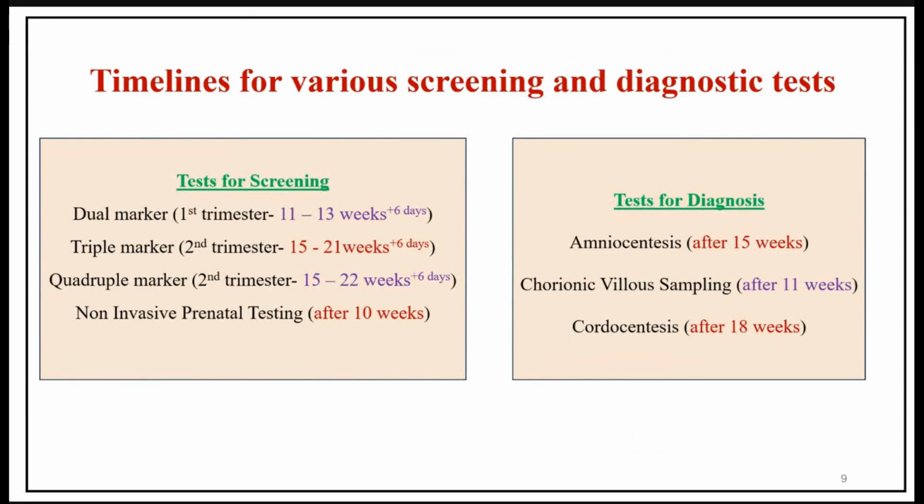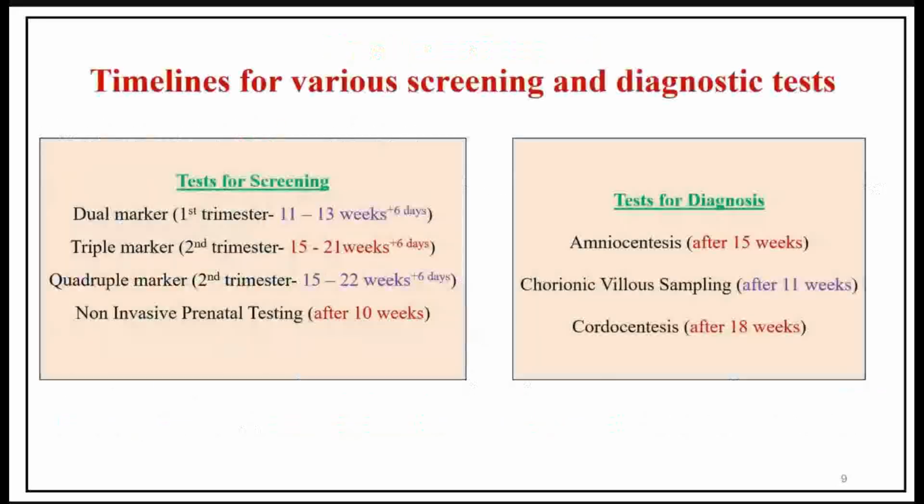Here are the various timelines for various diagnostic and screening tests. We have first trimester screening test, the dual marker, which is done at 11 weeks to 13 weeks plus 6 days. Then we have second trimester tests like triple marker and quadruple marker, which are done between 15 weeks to 21 weeks plus 6 days and 15 weeks to 22 weeks plus 6 days respectively. We also have another method which has 99% sensitivity, that is non-invasive prenatal testing, which is done anywhere after 10 weeks. And then we have tests for diagnosis like amniocentesis, chorionic villus sampling, and cordocentesis.